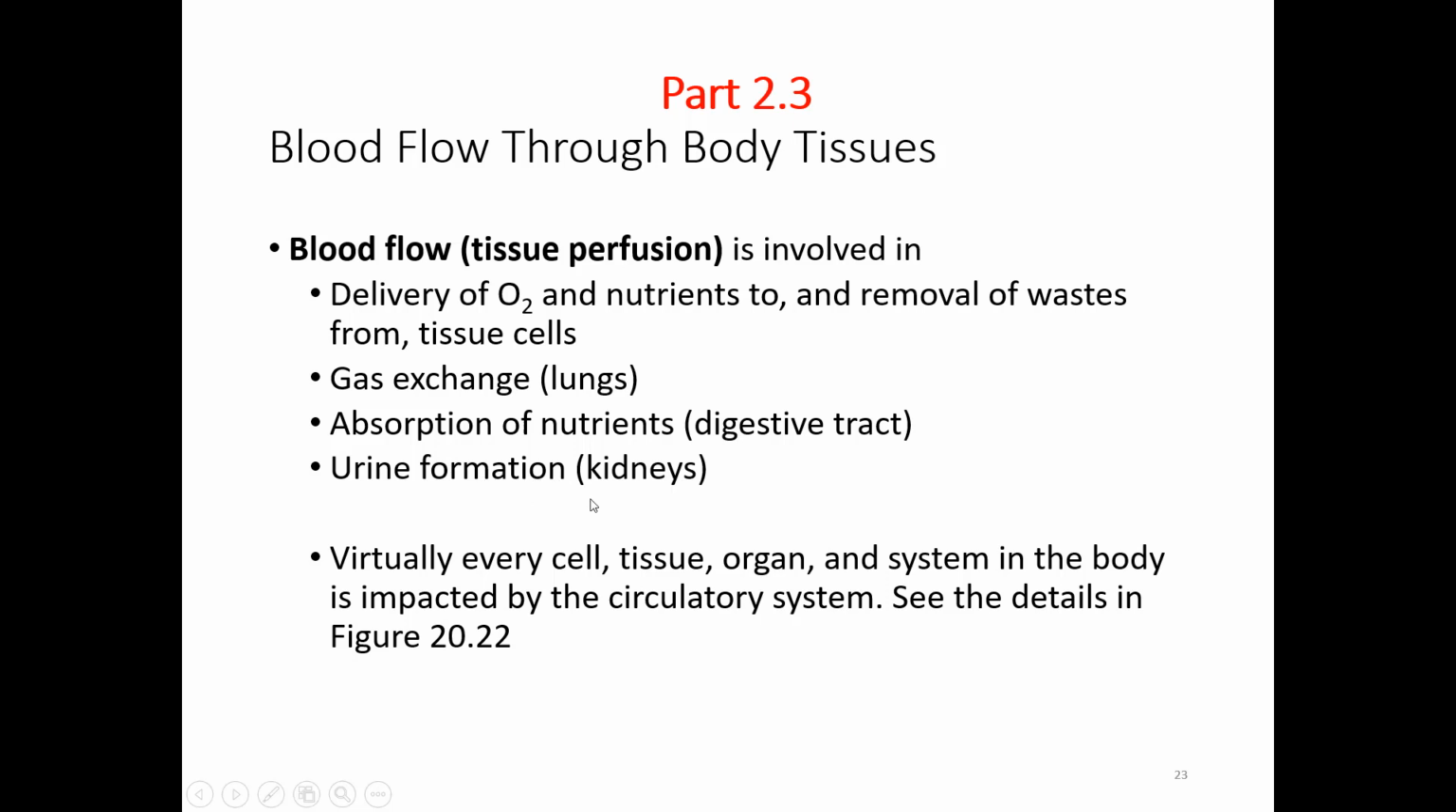Blood goes to the kidneys, and urine is made out of that blood plasma, mostly inside of the kidneys. So practically every cell, tissue, organ, and organ system in the body is impacted by the circulatory system. See more details in picture 20.22.